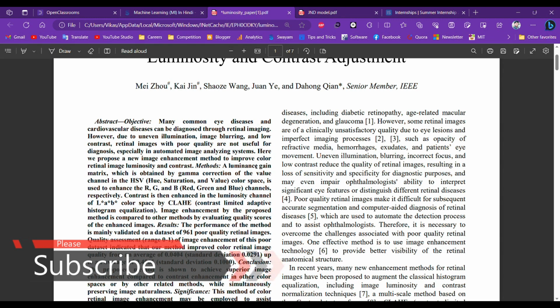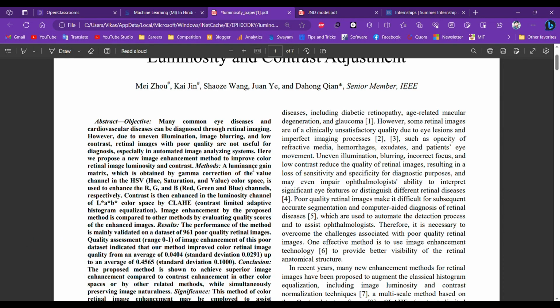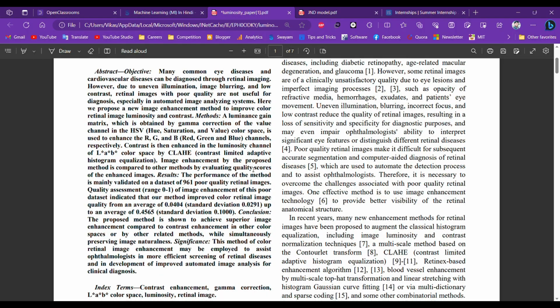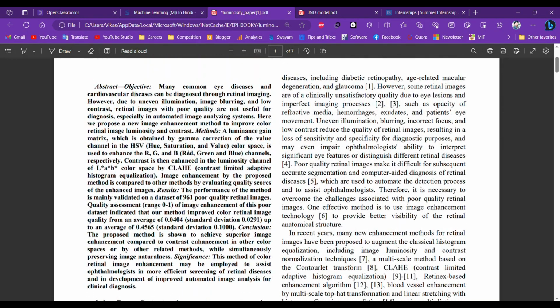proposed their research paper using different algorithms and methods. They used different techniques like the CLAHE method for contrast enhancement and applied conversion into color space channels for luminosity enhancement.